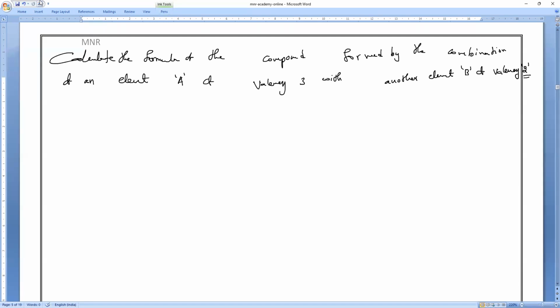So that's all. They'll ask the questions like this only. You remember that, okay? So now you all can tell me what formula will come. How to write the formula of a compound? Let it be symbols. What are the symbols given? A and B. Now, what are the valencies given? Valency of A is 3. Valency of B is 2. So if I crisscross it, what compound will come?